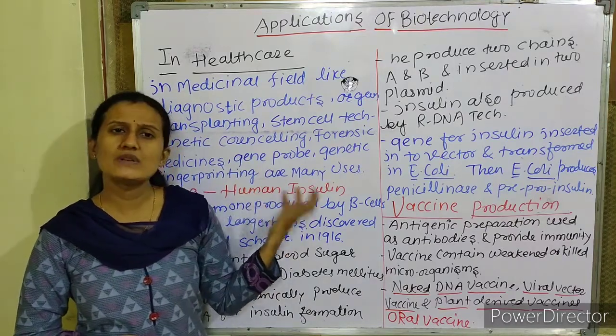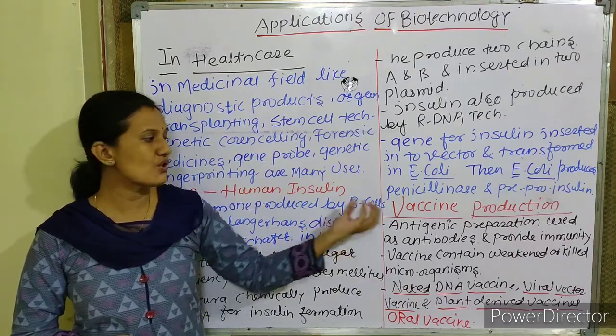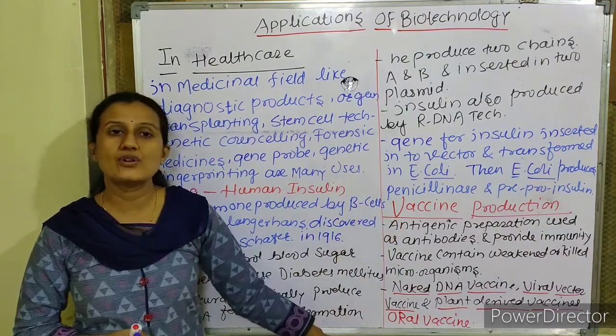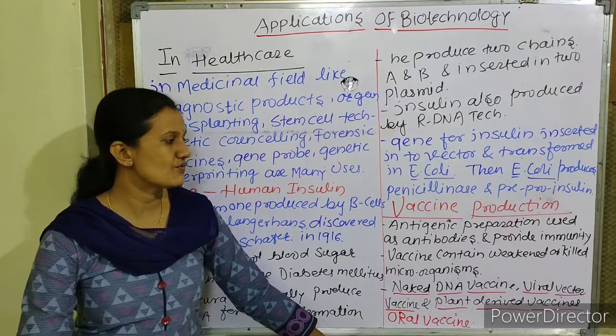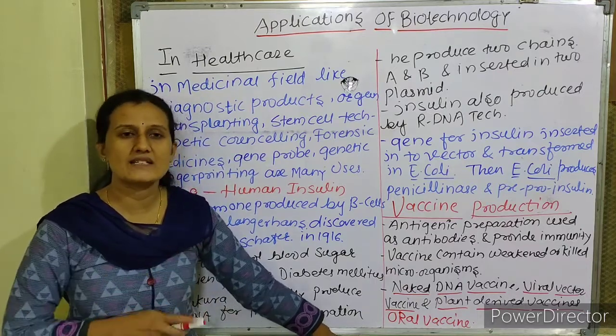Then just like the human insulin, also in the production of vaccines, biotechnology is widely used. How do vaccines get produced, vaccines कसे तयार केले जातात, what is the vaccine.